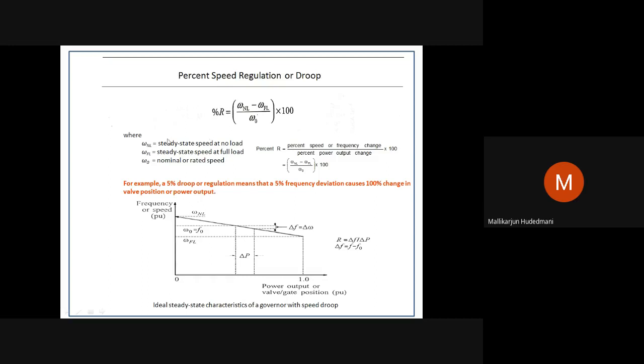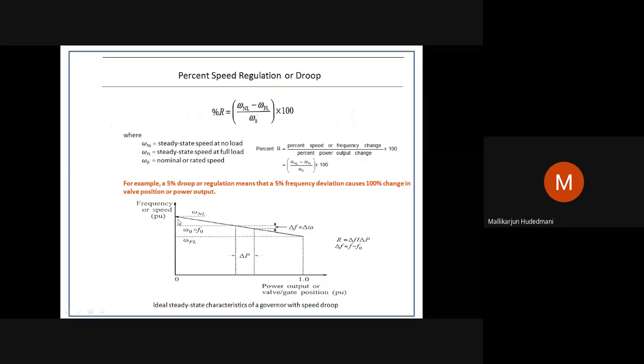To understand this, let us see a curve plotted. How is this curve plotted? Frequency or speed along the ordinate, the vertical axis, and power output or position of the valve on the abscissa, the x-axis. Let's say vertical axis and horizontal axis configured as frequency and power output. The plot of response of this particular generator is represented in such a way that whenever it is at zero output, the load on it is zero.